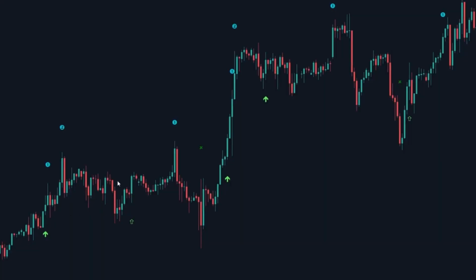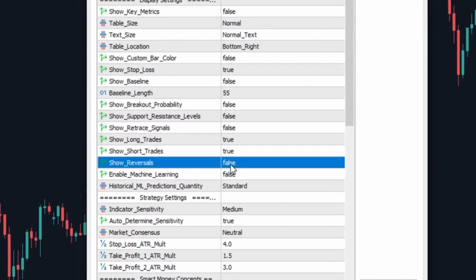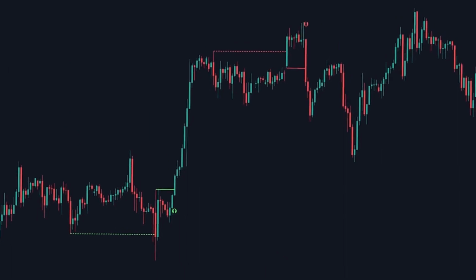All you have to do is go to the settings of the indicator by double clicking on any of the signals and set show reversals to true. And just like that, it'll find all the liquidity grabs and entries for you. So just look how good the strategy performs.